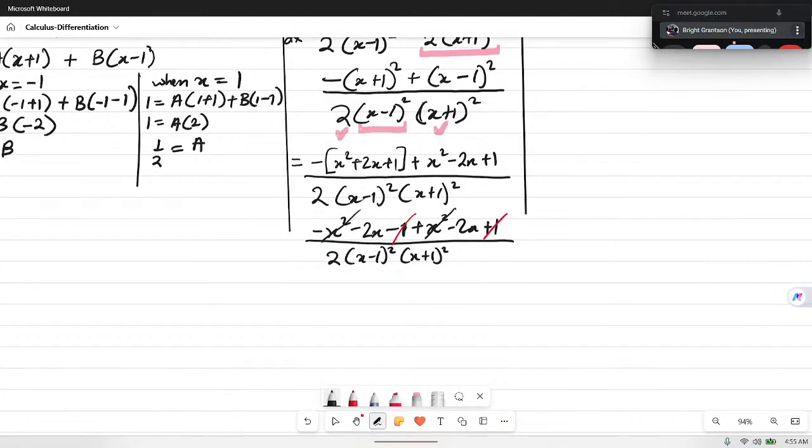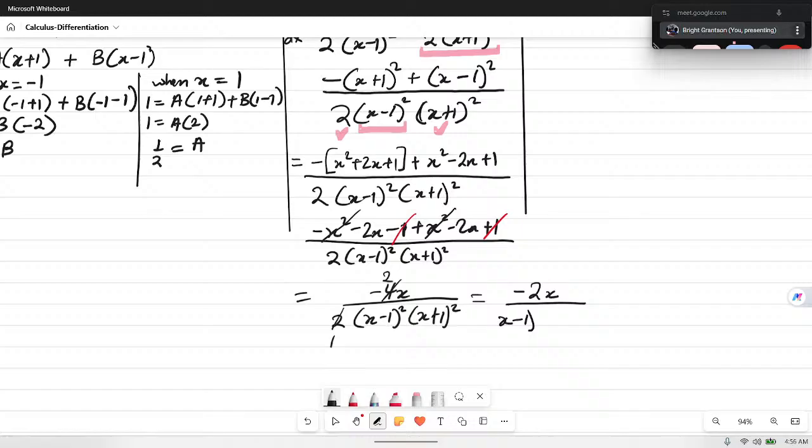And now I'm going down the rabbit hole. This becomes negative 4x over 2 times x minus 1 squared times x plus 1 squared. Then 2 divided by 2 here is 1, giving you negative 2x all over x minus 1 squared, x plus 1 squared. So you see, if you're using the partial fractions, it's very long.